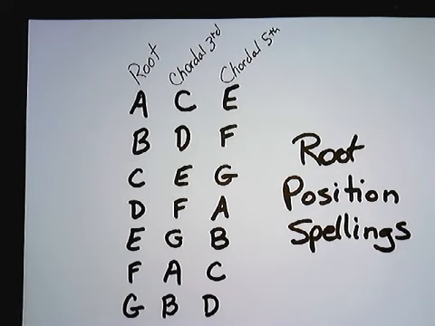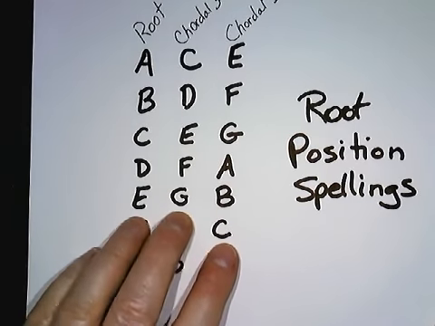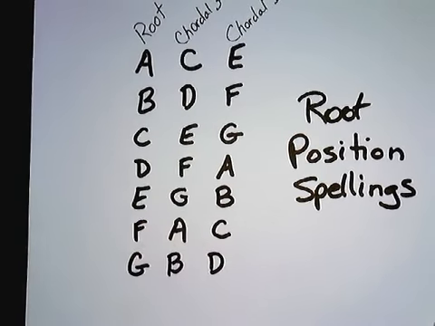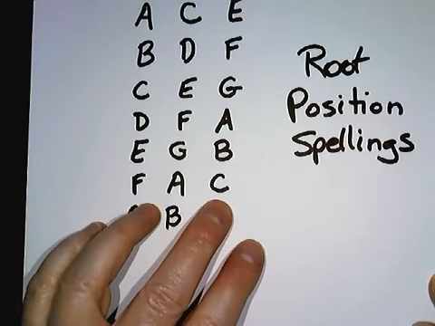So then if I were to ask you, what is the chordal third of the E triad? You'd say G. And if I were to ask you, what's the chordal fifth of the F triad? You would say C, because that's the right-hand column.